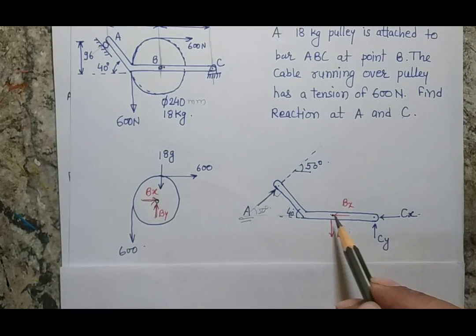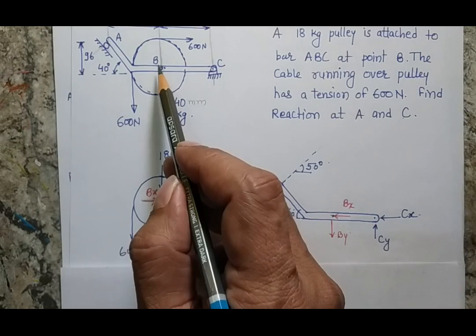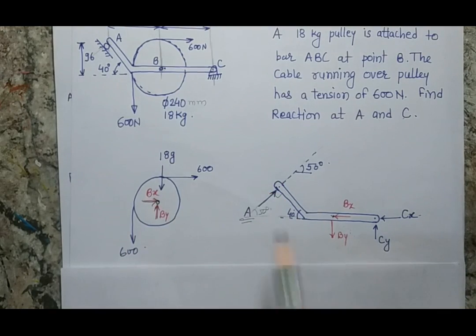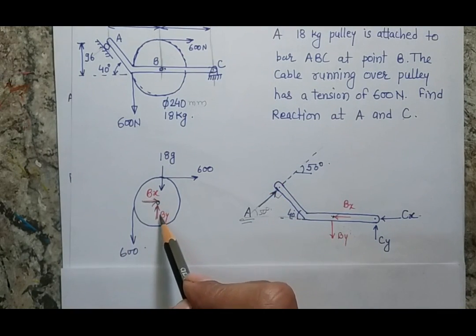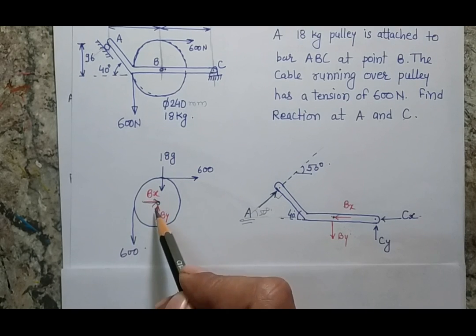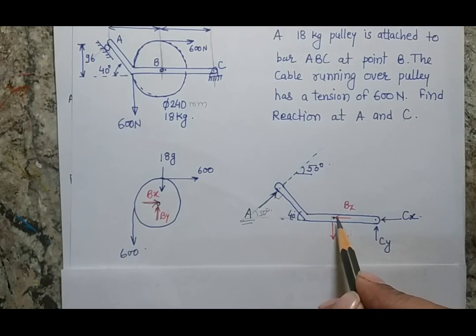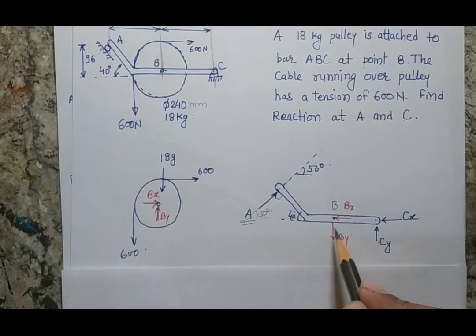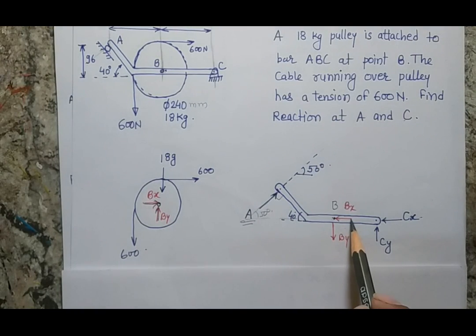Point B is the connection between the pulley and the bar. As I have considered the forces Bx and By on the pulley in the left and upward direction, the force at point B on the bar will be equal and opposite to these two forces. So I am considering that it will be leftward and downward.